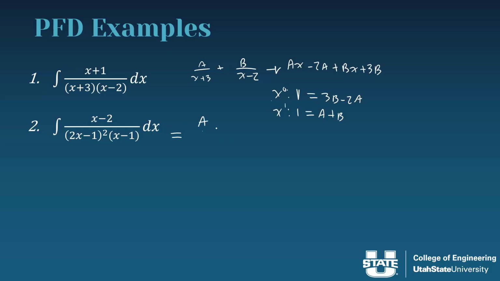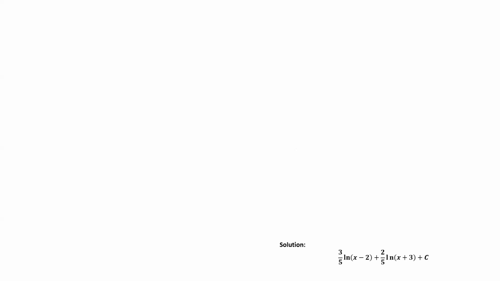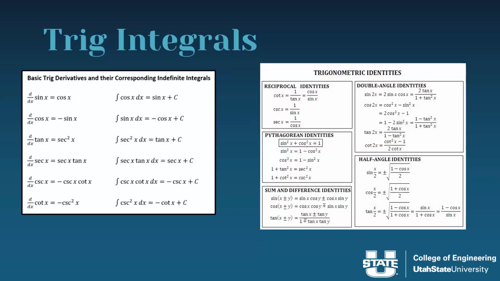So you're saying A over 2x minus 1 plus B over 2x minus 1 squared plus C over x minus 1, correct? Yeah, you just do the same thing. Awesome. You're comfortable with that. You obviously know what you're doing. Okay, sounds good. I have the examples with the solutions, but I won't run through them.